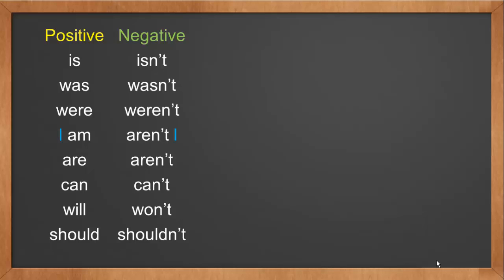Now look at the following list. If the positive verb is, the negative would be isn't. Similarly, if the negative verb is isn't, the positive would be is. So positive statements have negative tags. Similarly, was, wasn't, or was not. Were, weren't. I am, aren't I? Are is also aren't. The opposite of are is aren't. Can is can't. Will is won't. And should is shouldn't. And many others.